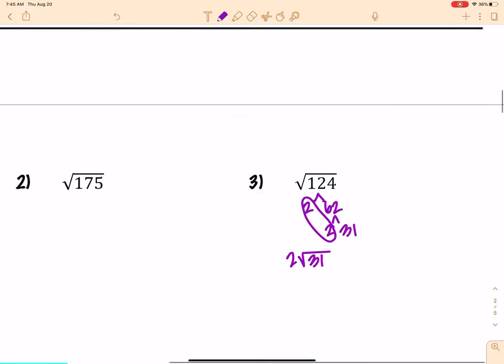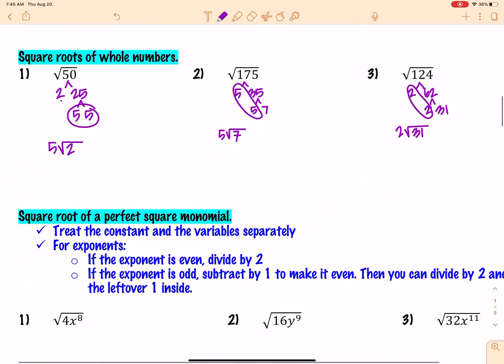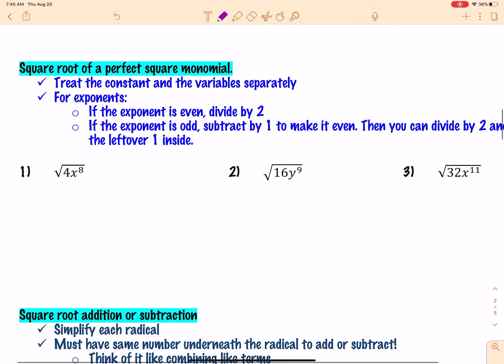Okay, so that's just if you have numbers. You guys should be pretty good at that. Then we're going to quickly go over if they have variables inside your square roots. So this is where you guys are going to get confused. Numbers and variables are totally different.